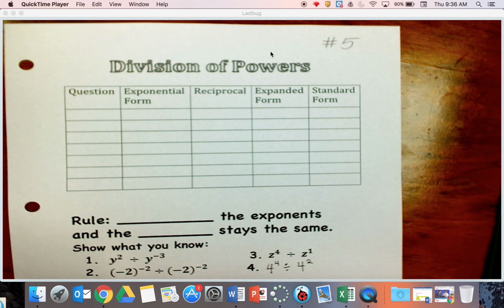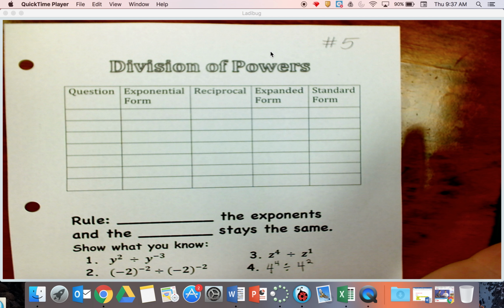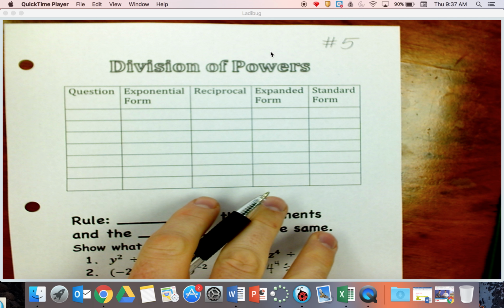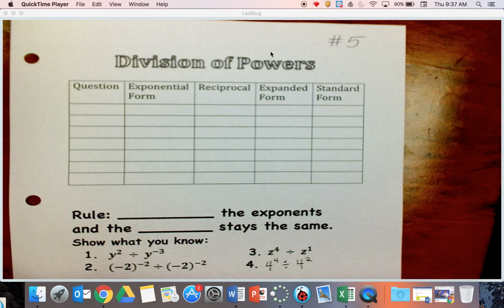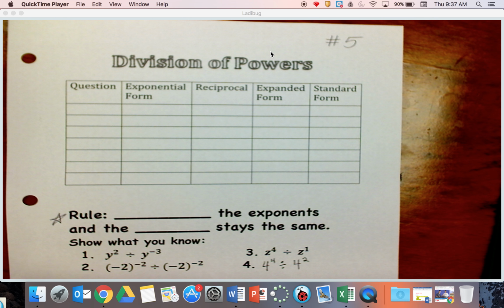Division of powers. So pretty much it says exactly what it says there. We're going to be dividing powers, and there's a special rule that happens when you divide these powers. Here is your organizer again that you're going to have. If we use the organizer the way that we need to with division of powers, we'll be able to see our rule develop in a minute.